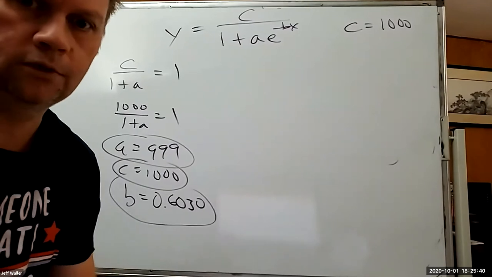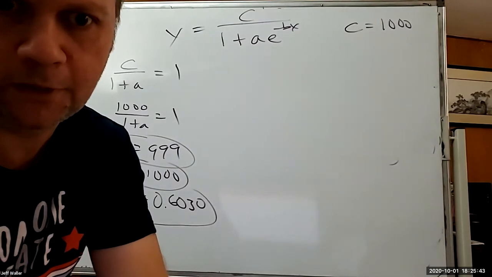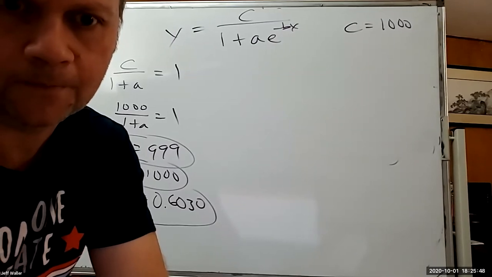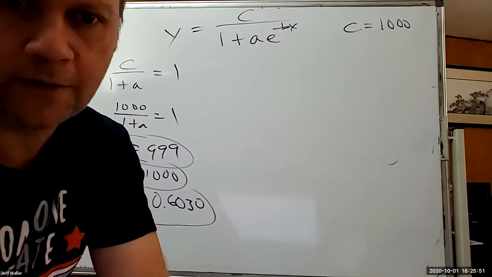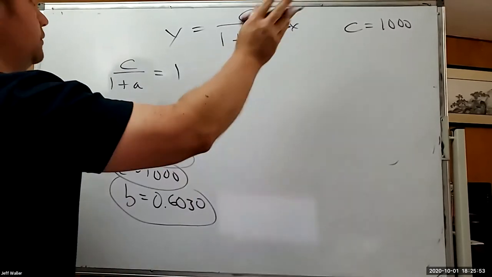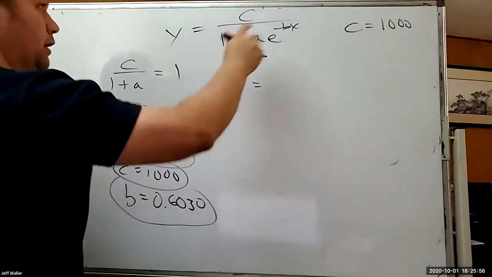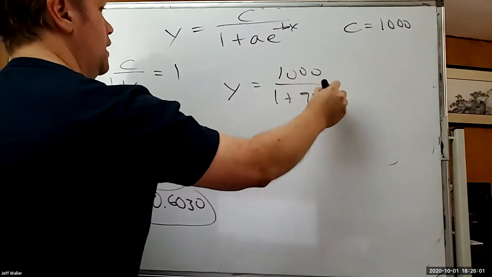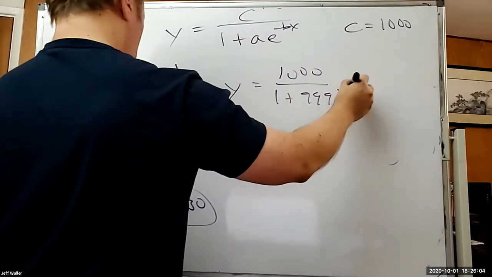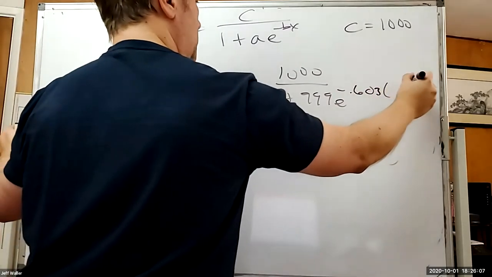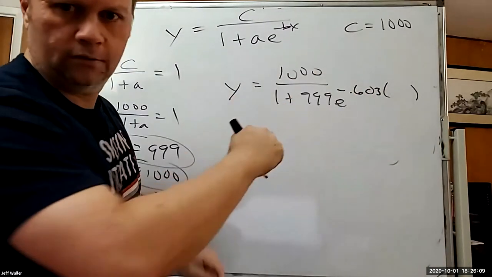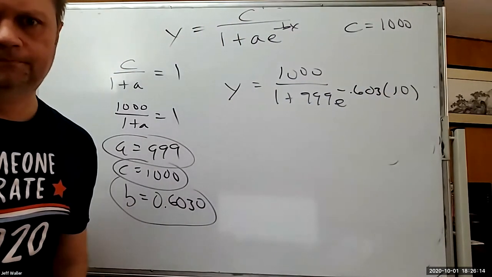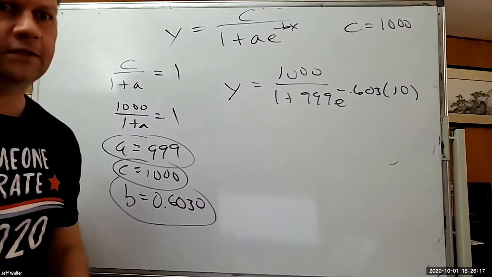Is that cool? What questions they ask me? Let's see, it's been in the people. Estimate the number of people in Singapore who have had the flu after 10 days. Right, so any question now is going to be simple because I know all the parts to this. That's 1,000 over 1 plus 999 e to the negative 0.603 t. And if they ask me how many people have the flu after, I forgot already, 10 days, I just got to plug it in.